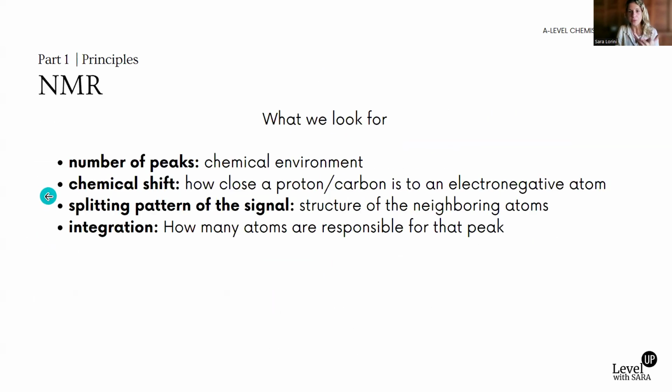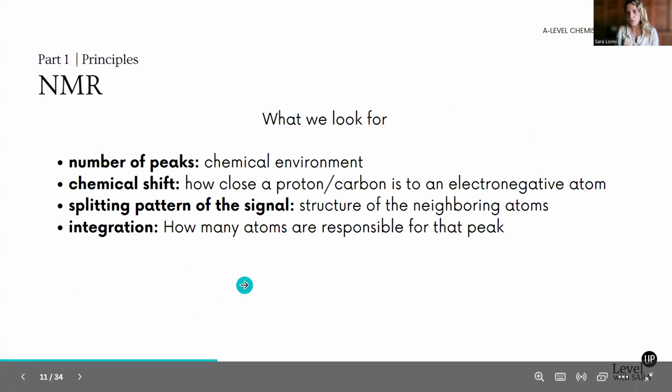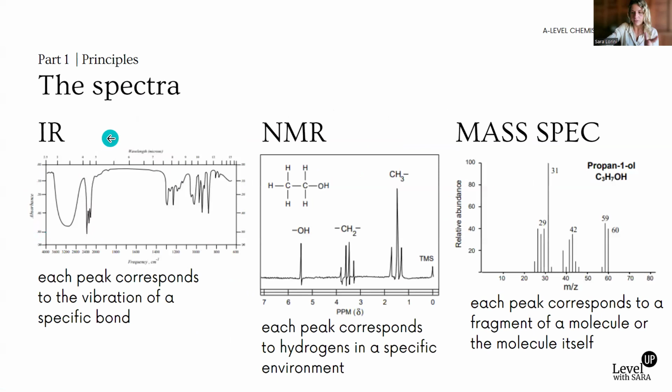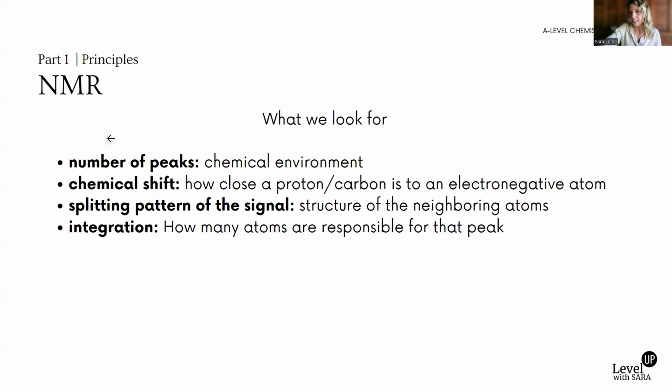Because remember, I do simplify things. This is what we look for in the NMR. The number of peaks gives us the chemical environment. The chemical shift gives us how close a proton is to the electronegative atom. The splitting pattern gives us the structure of the neighboring atoms, and the integration gives us the number of hydrogens, let's stick to hydrogen because we do proton NMR today, that are responsible for that peak.